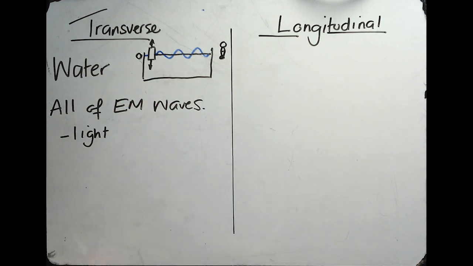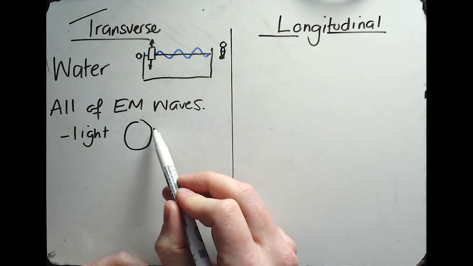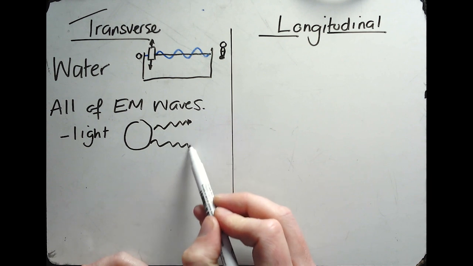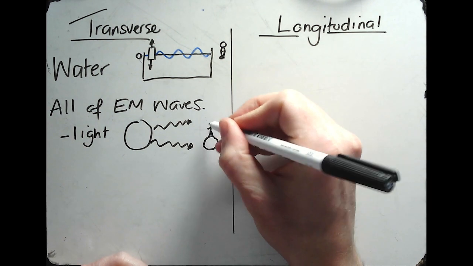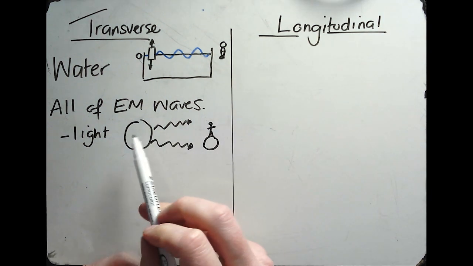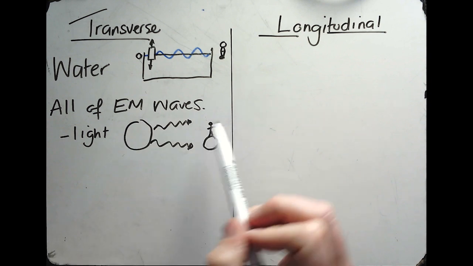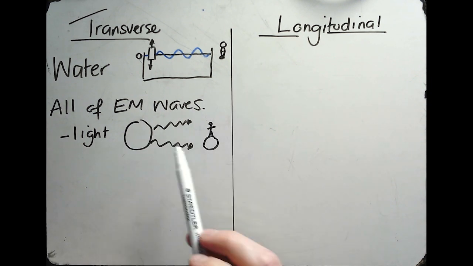Light is a type of EM wave. So the sun gives out loads and loads of waves, but one of the waves that it gives out is light. So you stood here on planet Earth, you can see the sun. And the reason you can see the sun is because the light from the sun travels and you detect it with your eyes. So that is another type of transverse wave.